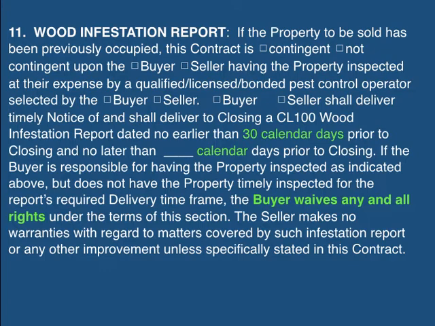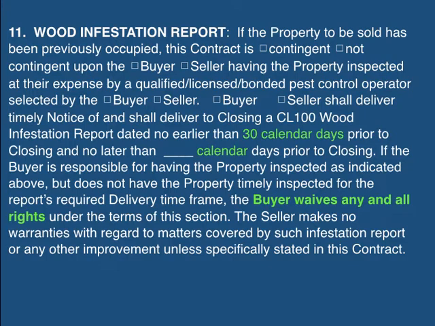So be really careful with this and make sure your buyer understands. You both need to really watch the number of days that you've put in this paragraph. It goes on to say, the seller makes no warranties with regard to matters covered by such infestation report or any other improvement unless specifically stated in this contract. Seller makes no warranties with regard to any of these matters.